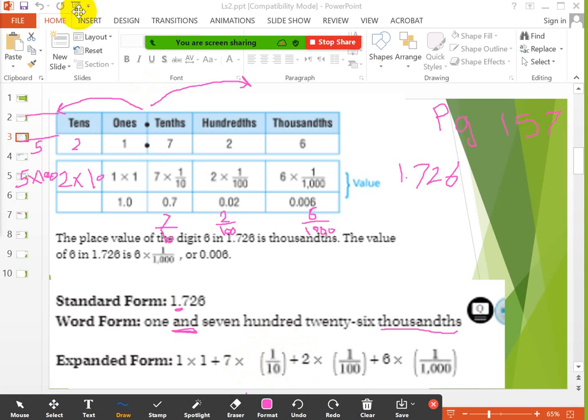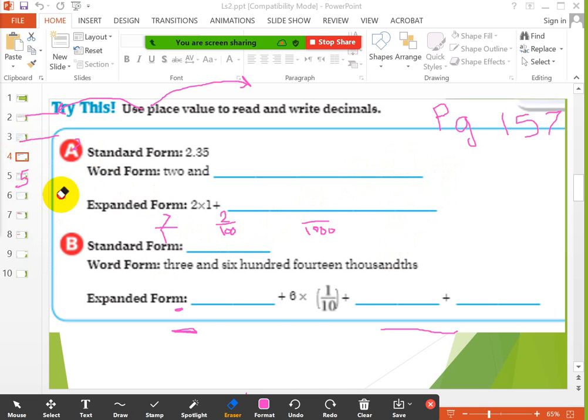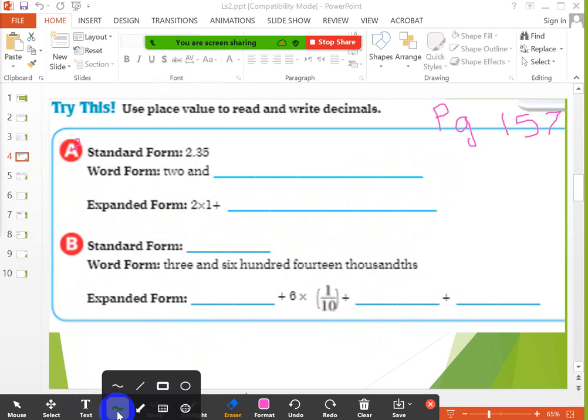Let's continue now and solve the first exercise on this page. Look at this exercise. I want to complete the word form and expanded form for each decimal number. Focus with me. The number is 2.35, hundredths, because I have 2 digits after the point.